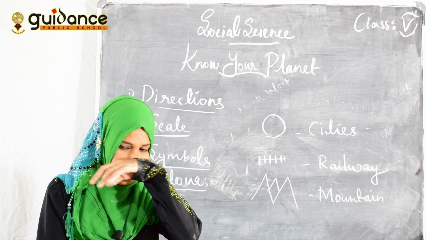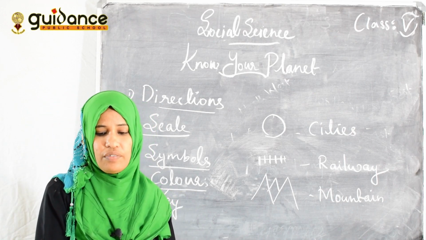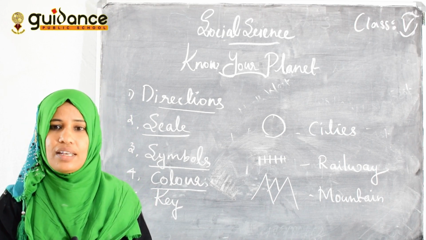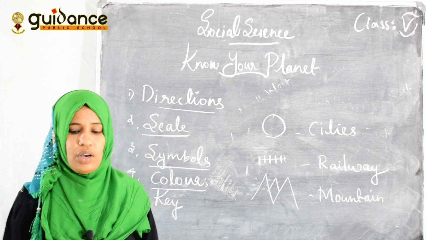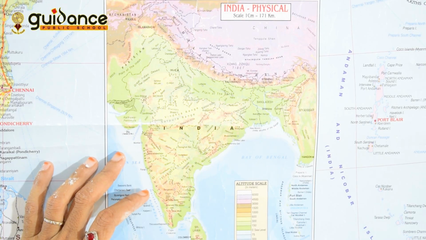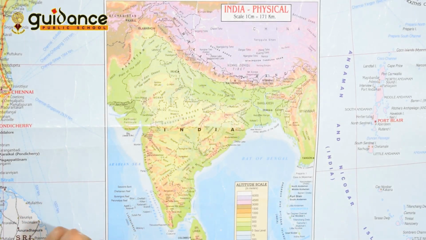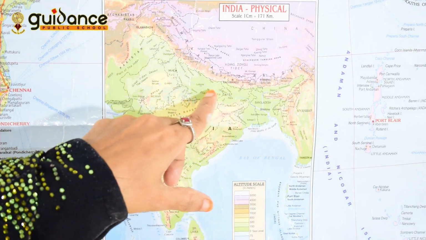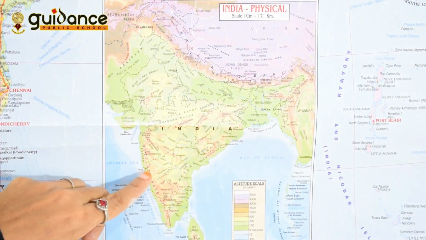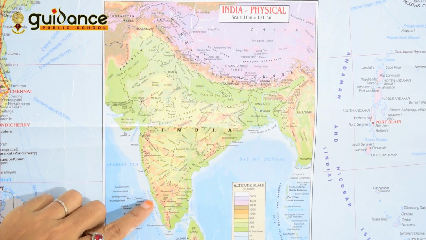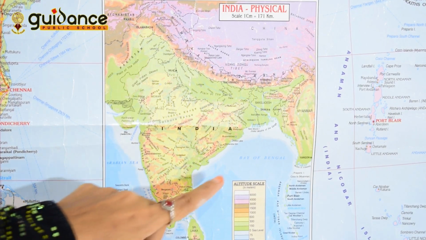Similarly, we use different colors to show various things on a map. A particular color scheme is generally followed. A few common color schemes used are: blue color shows water bodies, green color shows plains and lowland areas, and brown color shows highlands. Then next one is key.